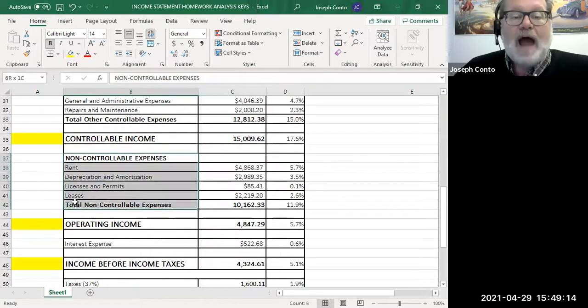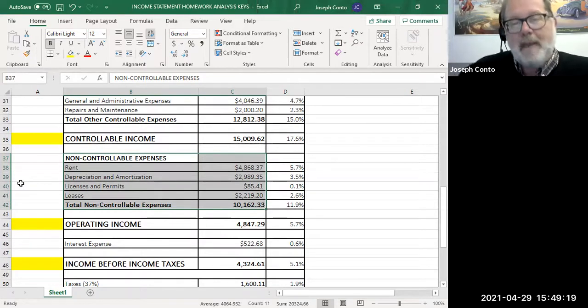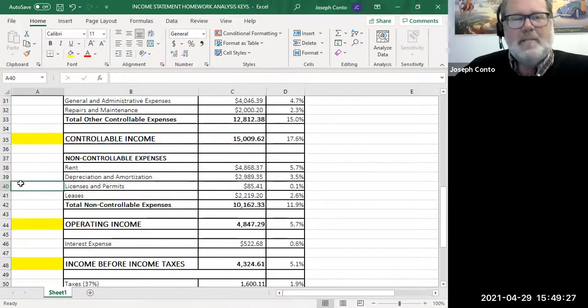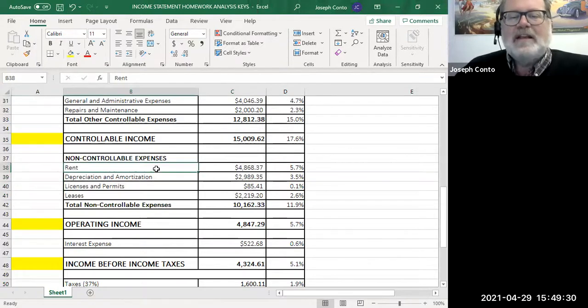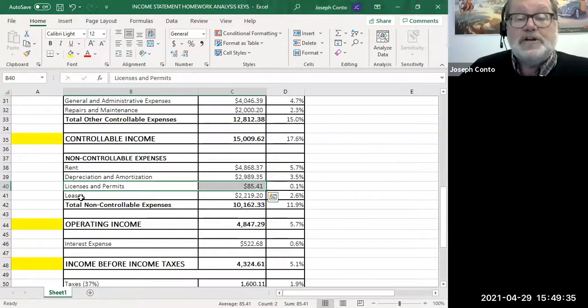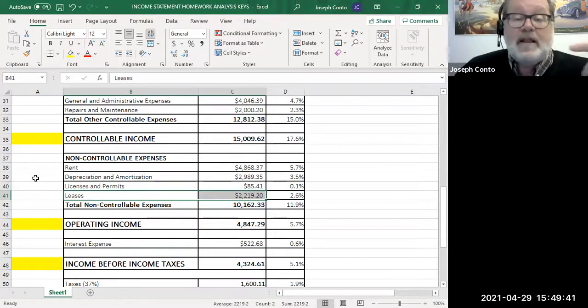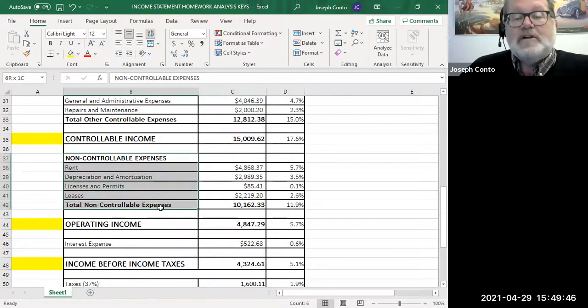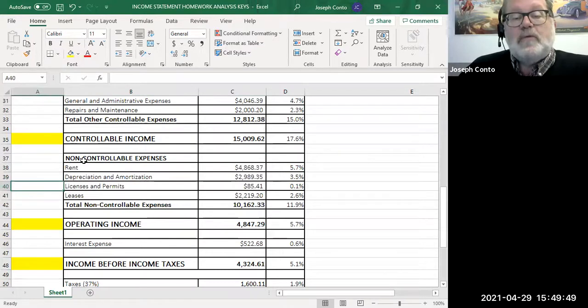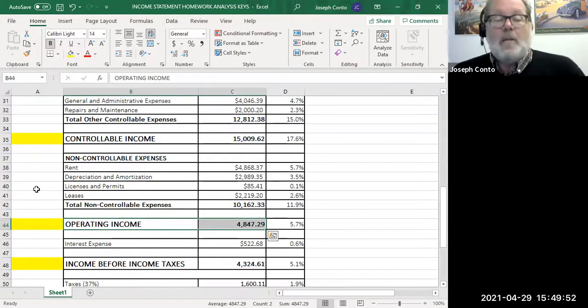Then we remove our next block of expenses. Those are our non-controllable expenses, meaning the manager can't control these. They are decisions made at a higher level, and they just sort of get put into place by owners, typically. Things like how much rent we're paying, the licenses and permits. There's nothing a manager can do to cut back on these expenses, right? The lease is the lease, the rent is the rent, the depreciation and amortization is just a function of accounting. So these are things that the manager shouldn't have to worry about. And after we remove those expenses, we call that the operating income.